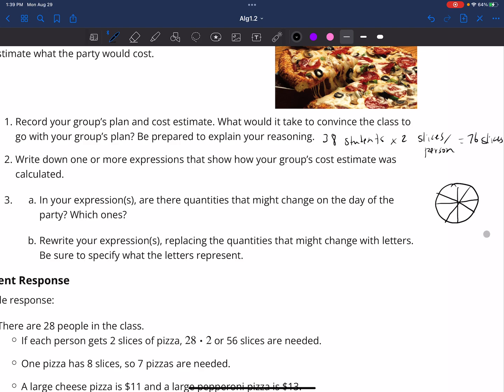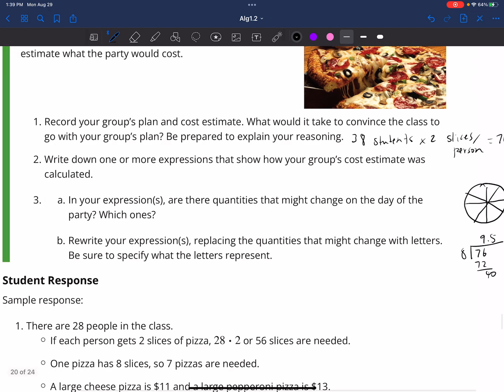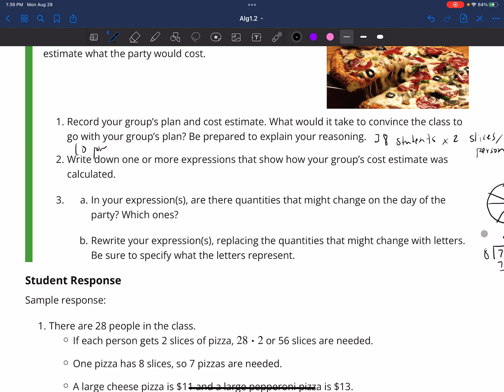So then what I'm going to do is divide 76 by 8 to figure out how many pies I need. And that's going to be 9, and then 9 times 8 is 72, with 4 left over. So it's going to be 9.5 pies. If I'm going to get 9.5 pies, I might as well just get 10 pies to keep it simple. So I'm going to have to buy 10 pies. And I think that's a pretty good set of numbers in terms of the number of pies I want to buy. So I think the class will go with that plan.